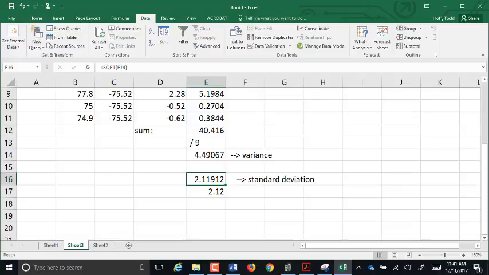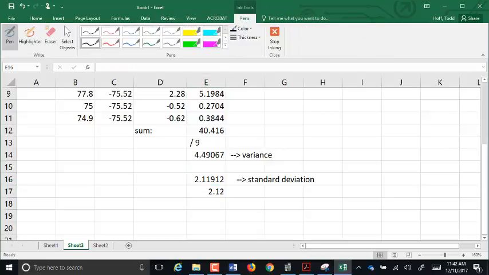For step 6, to do the square root, all that is is taking the square root of the result from step 5.